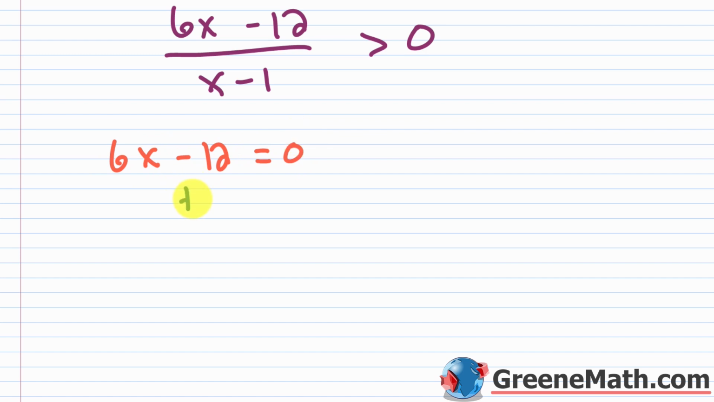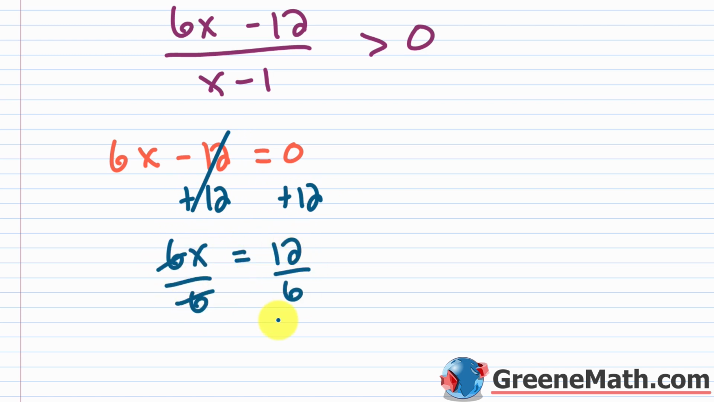Let's solve this equation. We'll add 12 to both sides. We'll cancel this, and we'll say 6x is equal to 12. Divide both sides of the equation by 6. We'll cancel this, and we'll go ahead and say that x is going to be equal to 2. Okay, so that's one critical value.